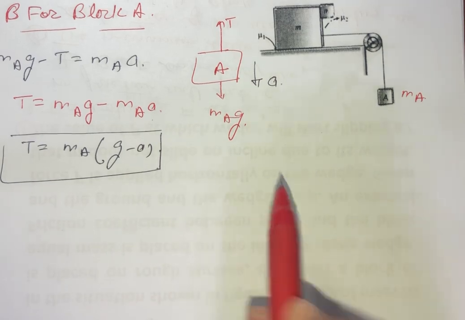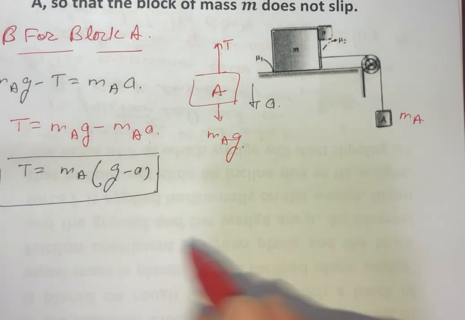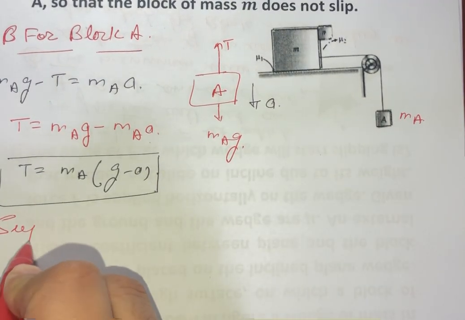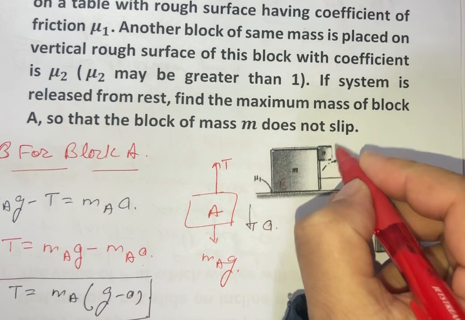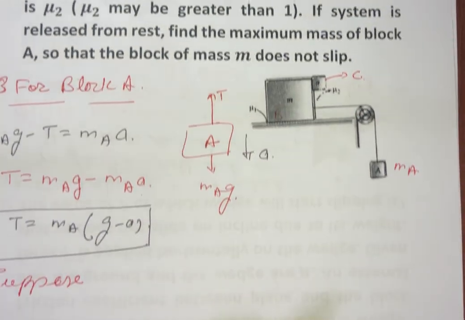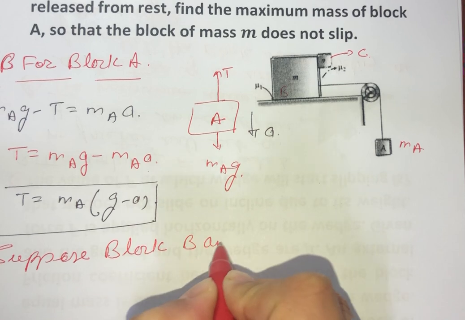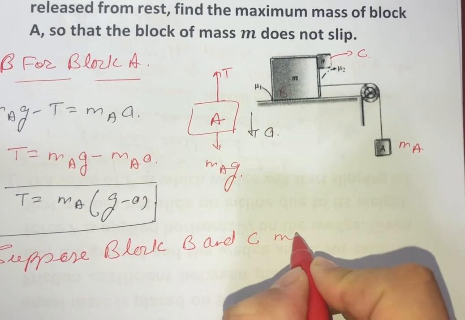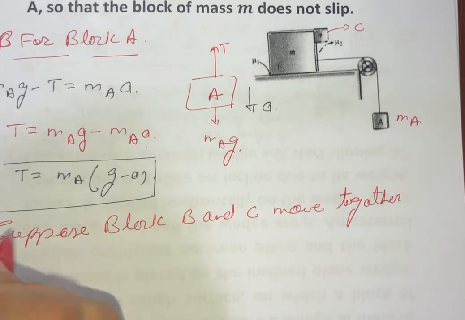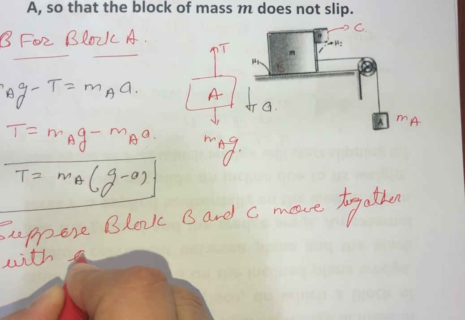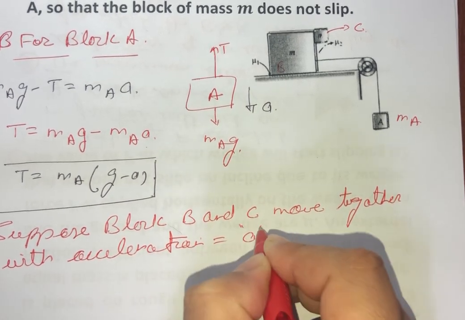Now we assume that these two blocks are moving with the same acceleration A. Let us call this block B and this block C. Suppose blocks B and C move together with acceleration A.